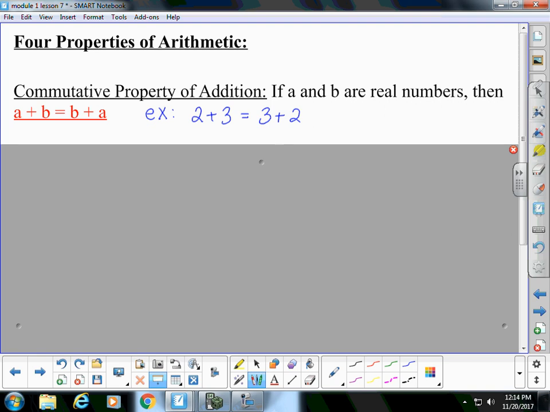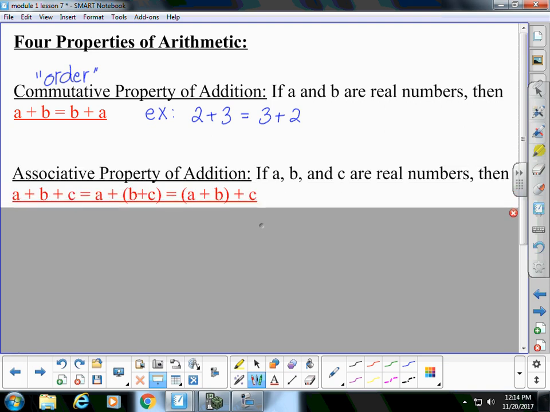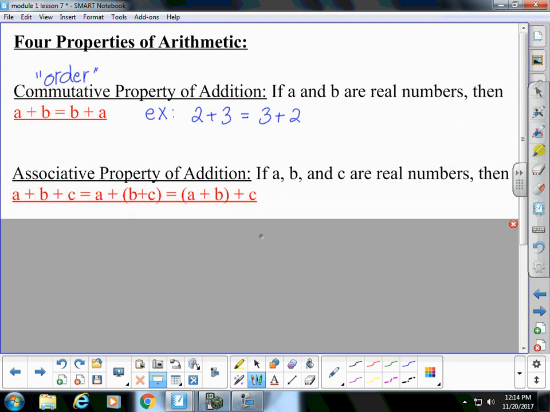This is called the commutative property. Another way of saying the commutative property, another way of thinking about it, is that order doesn't matter. So I like to call this one the order property. Another word for commutative. Think about this as order. Sometimes that's helpful to think about that way.